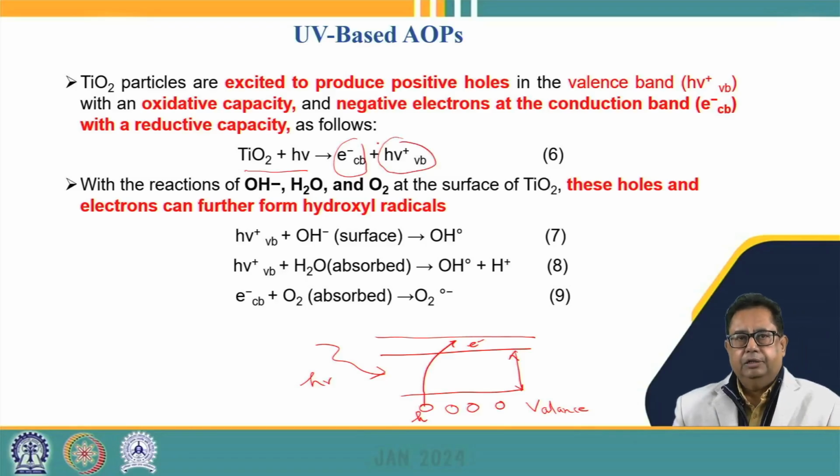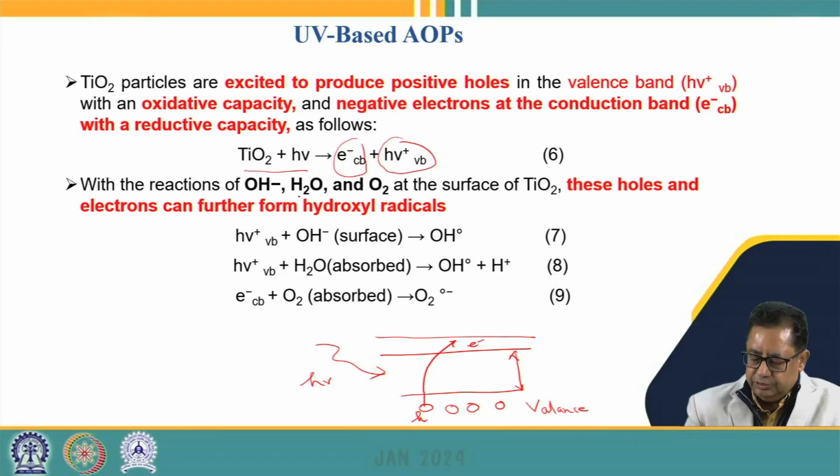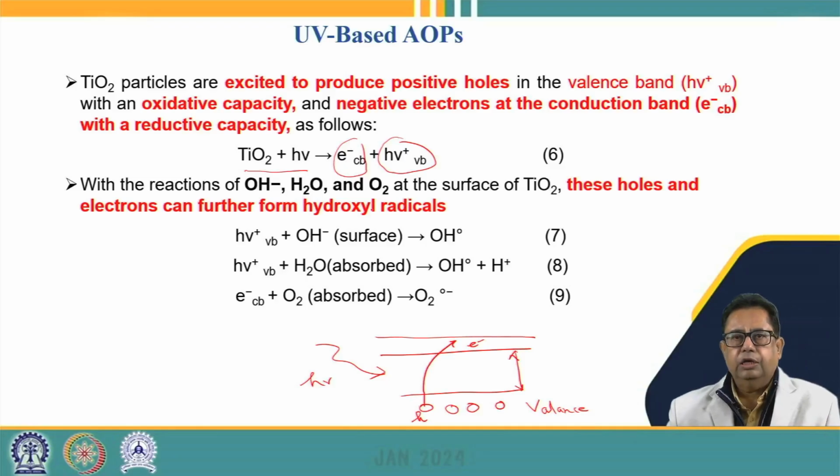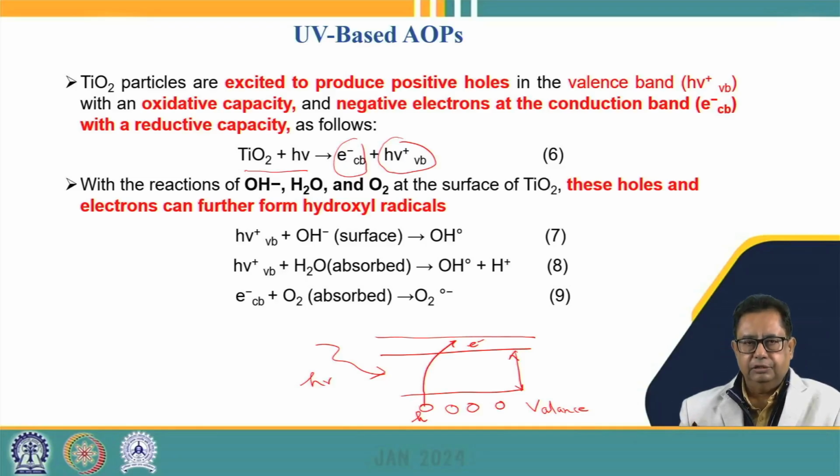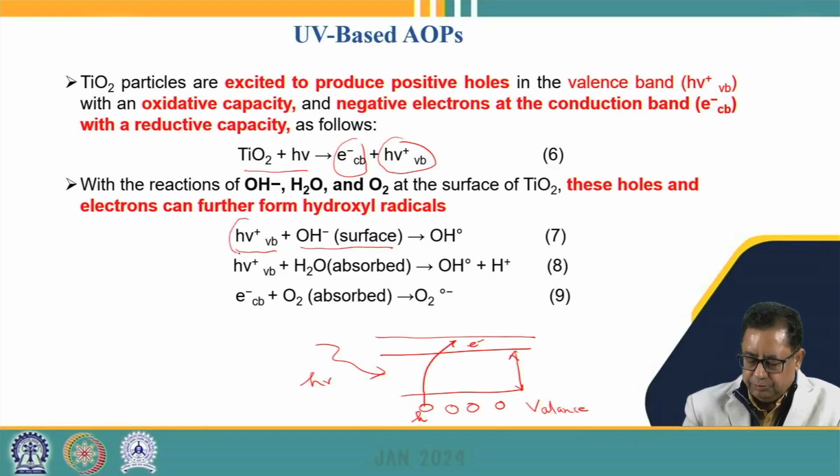Now these holes and electrons can lead to the oxidation and reduction of certain compounds. For example, when it is in contact with water, hydroxide ions, H2O and O2 can also lead to the formation of hydroxyl radicals. Here you can see that when the OH- ions go to the surface of the valence band, there we have a number of holes present because of the excitation of the electrons to the conduction band. The •OH radicals are generated through this process.